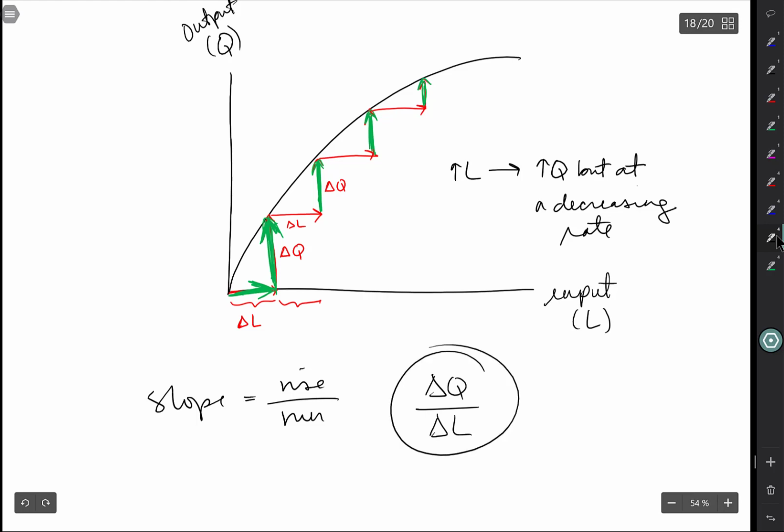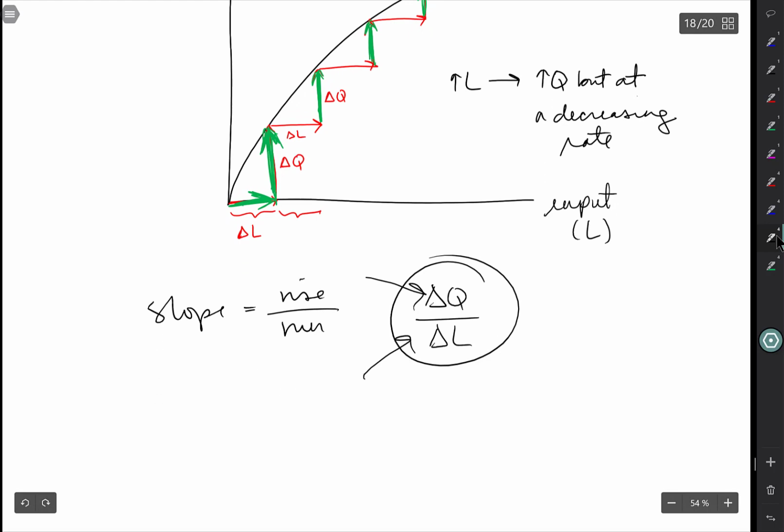Look at what this says mathematically. The change in output as we change input. The rate of change of production, right, of product. The rate of change of product as you change your input. This is what is known as marginal product. In particular, the marginal product of labor, because it's labor that we're varying.